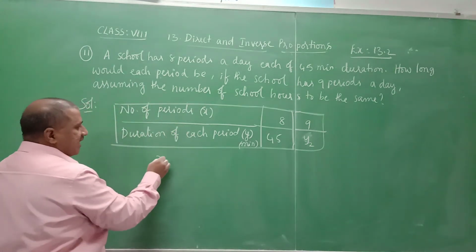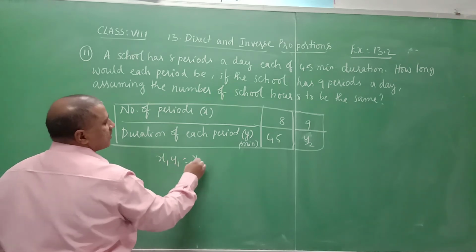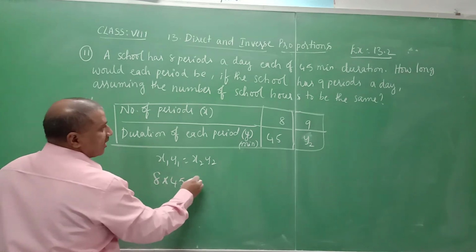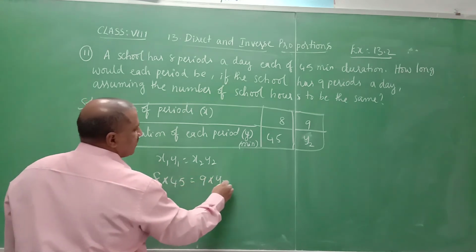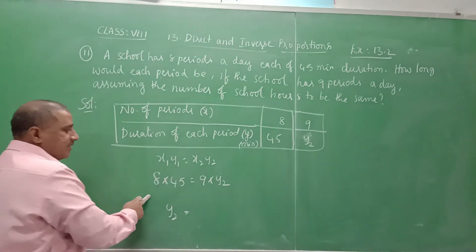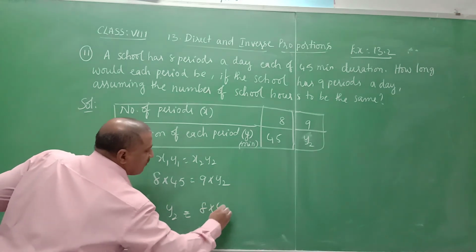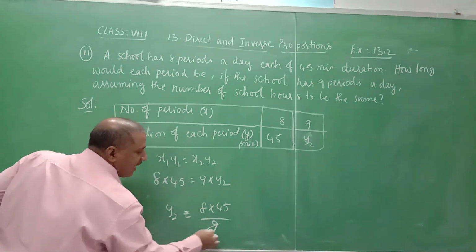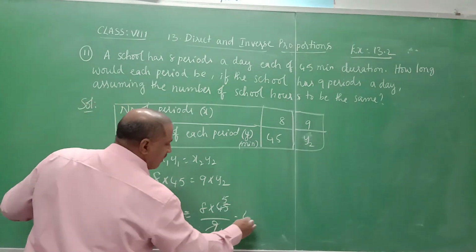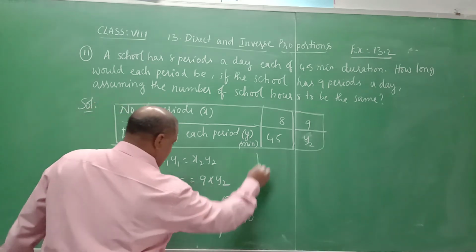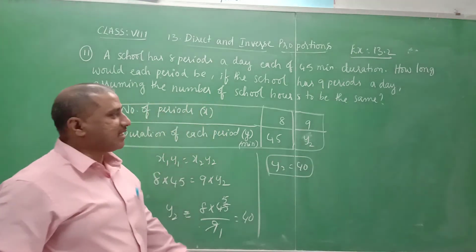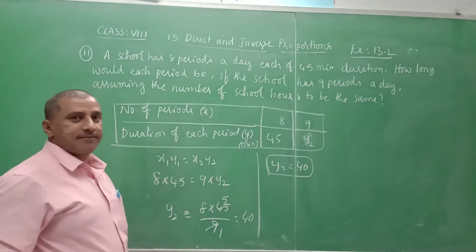Now as the situation is in inverse proportion, x1 y1 is equal to x2 y2. Now substitute 8 into 45, that is equal to 9 into y2. Now to find y2, transpose 9 to the other side, it divides. Therefore we get 8 into 45 divided by 9. 9 ones are 9, 9 fives are 45. Now 8 into 5 is 40, so y2 is equal to 40. What is y2? It represents the duration of each period.